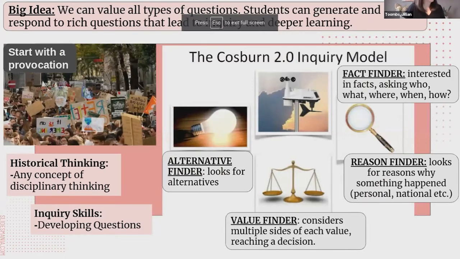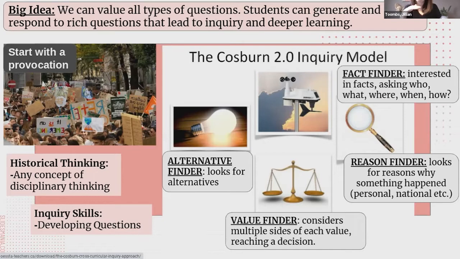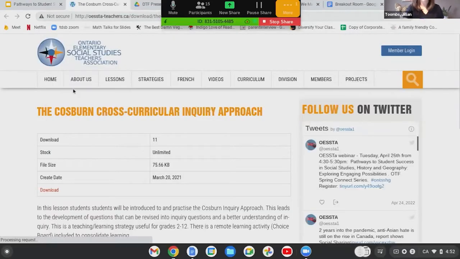Okay, so the next one I'm going to talk to you about is also found on the OESTA website. It's a little different than the other lessons though, because this is less topic oriented. It doesn't really require a specific grade or topic. It's more of an approach. I'll show you what you're looking for on the website. You're going to be looking for something called the Cosburn Cross-Curricular Inquiry Approach. When you download it, you're going to get all the links that I'm about to bring you through now.